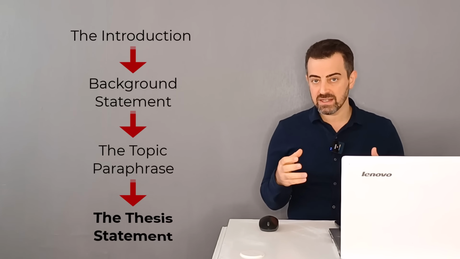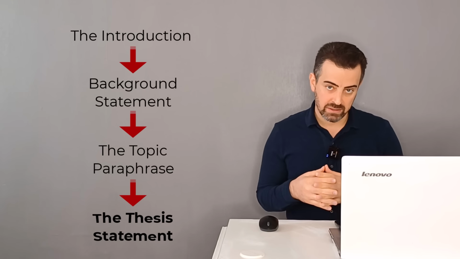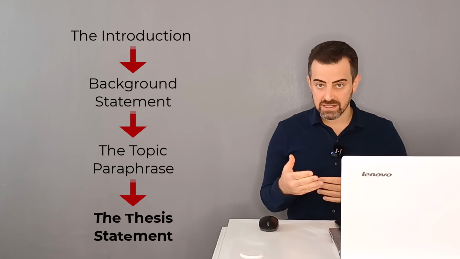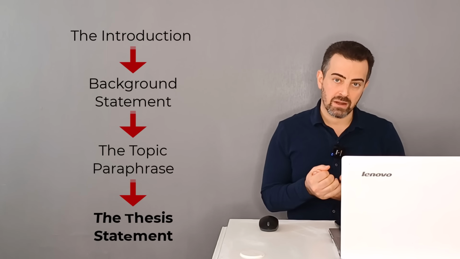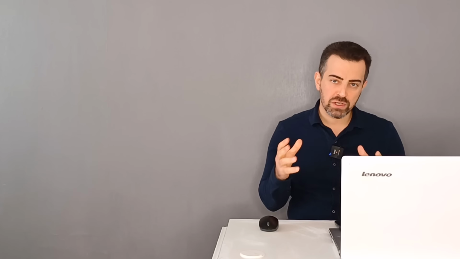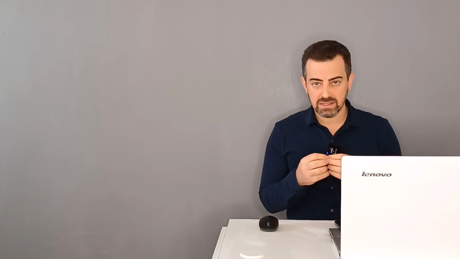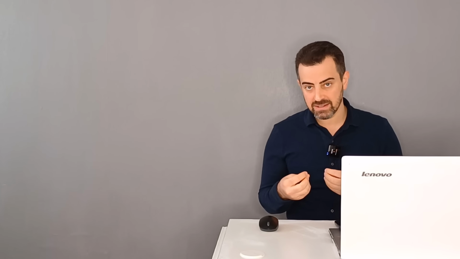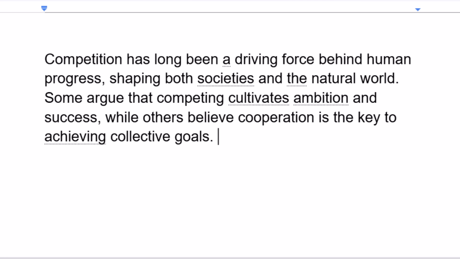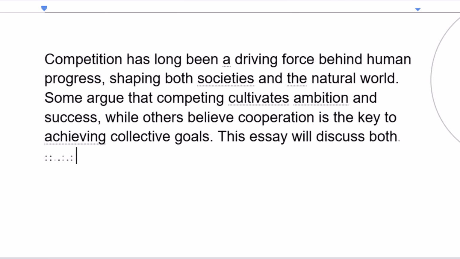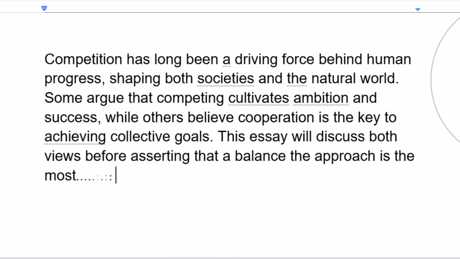Now at this point, I need a thesis statement. A thesis statement clearly states the writer's opinion. After that, an opening sentence to let my reader know what they're going to read in the following paragraphs. A clever choice might be mixing these two sentences into one. This opening sentence includes the thesis as well. So let's do it. This essay will discuss both views before asserting that a balanced approach is the most effective.